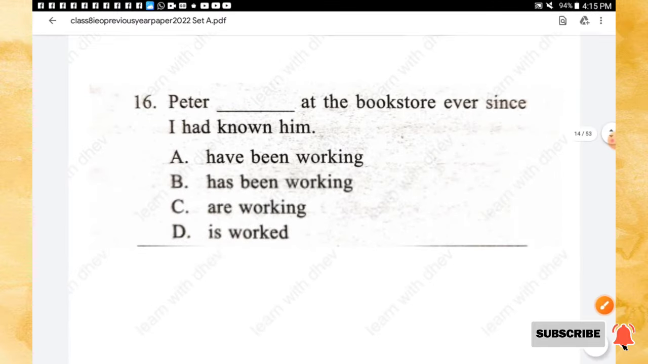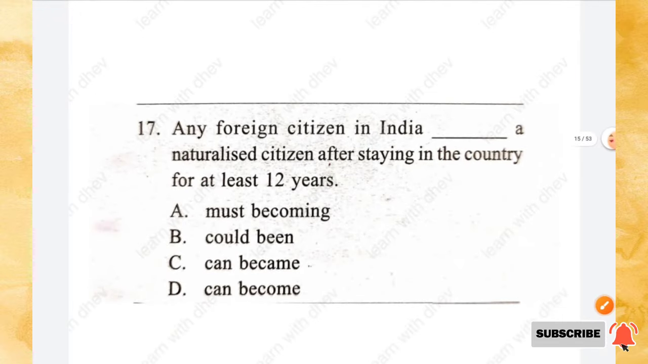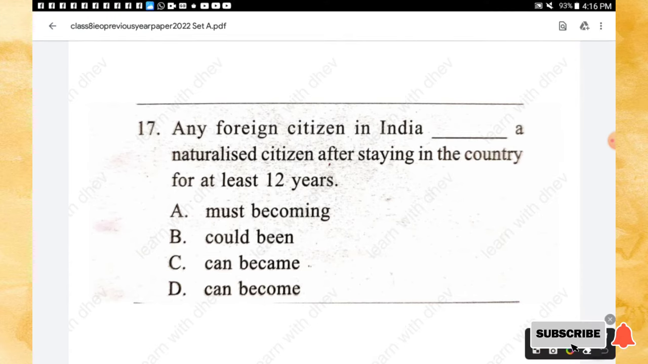Question number 16. Peter, blank, at the bookstore ever since I had known him. Options are have been working, has been working, are working, is worked. The right answer is option B. Peter has been working at the bookstore ever since I had known him. Question number 17. Any foreign citizen in India blank a naturalized citizen after staying in the country for at least 12 years. Options are must becoming, could be, can became, can become. The right answer is option D, can become.